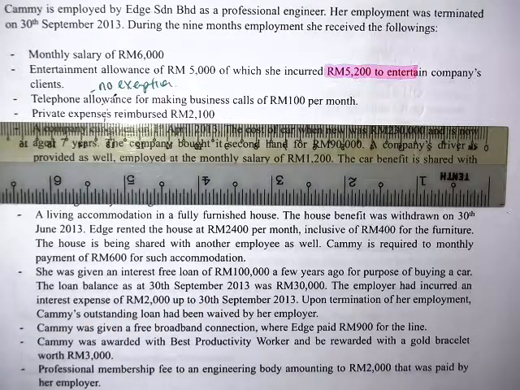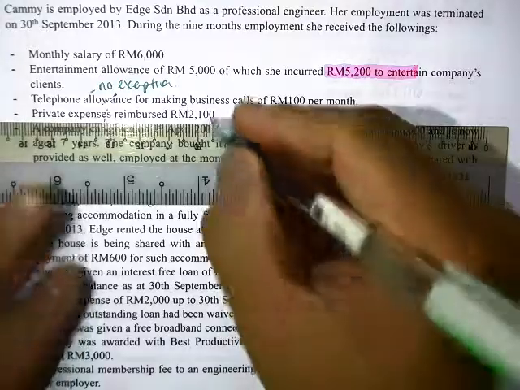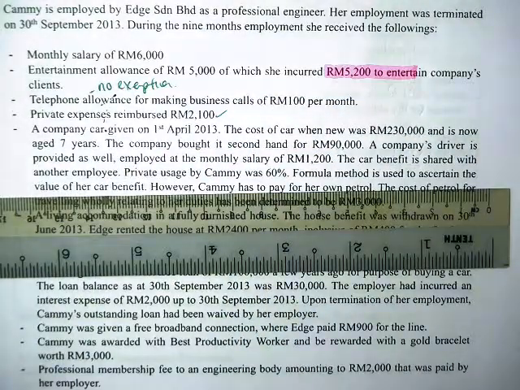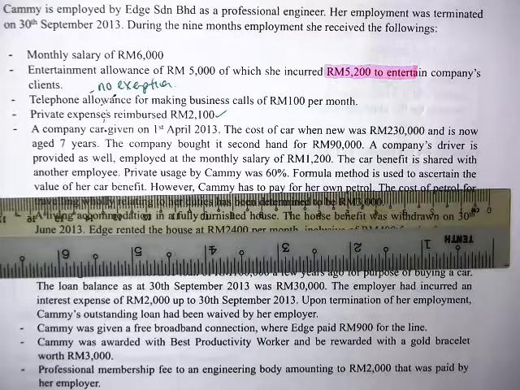Okay. Alright, now private expenses reimbursed. Tax or not? Private expenses. Personal one. Yes, you tax this. Okay, there's a company car given on 1st April 2013. Cost of car when new was 230,000. Now the car is 7 years old. Company bought it second hand for 90,000. A driver is provided as well.